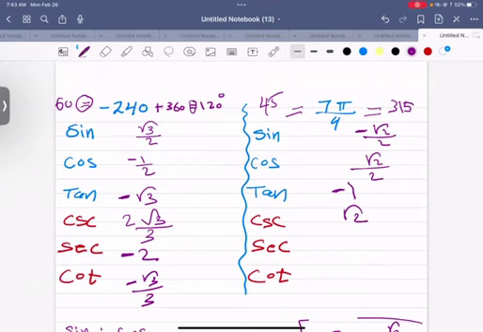If sine is negative, cosecant is going to be negative. How about secant? They're both the same magnitude, but secant is positive because it's the reciprocal of cosine, and cosine is positive in the fourth quadrant. And cotangent will be the reciprocal of negative 1, which is still negative 1. So that is a quick idea of how we find the six trigs using the unit circle. All right, please study it.